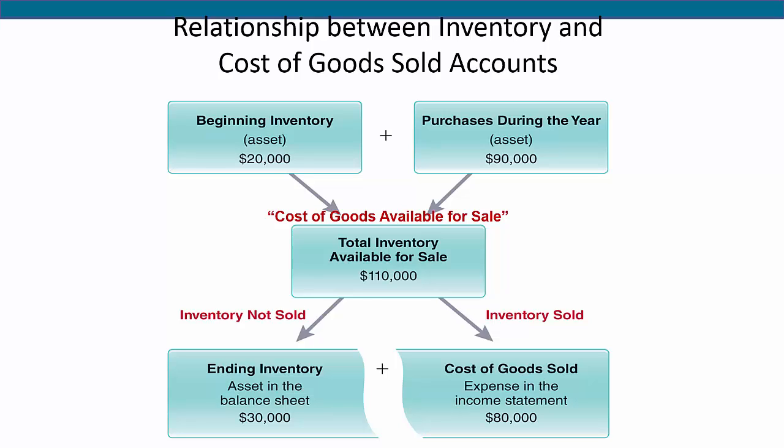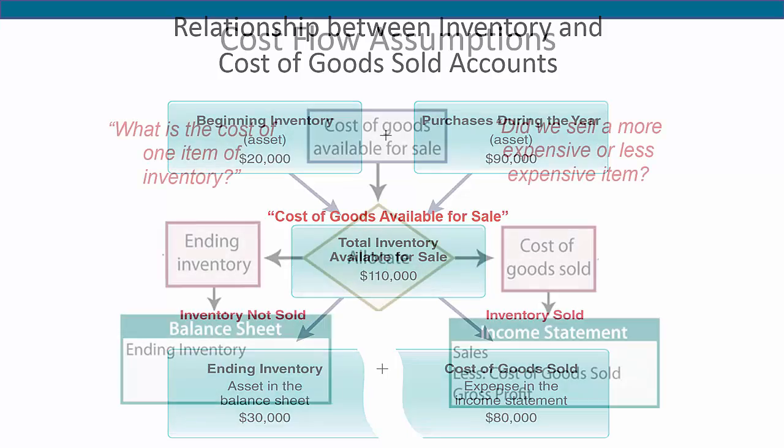Of the $110,000 in inventory available for sale, assume that by the end of the year, the purchase cost of the remaining DVD players not sold equals $30,000. This is the amount reported for ending inventory. If $30,000 of the inventory available for sale was not sold, then the remaining portion of $80,000, which is 110 minus the 30, was in fact sold and will be reported as cost of goods sold. I hope this makes sense.